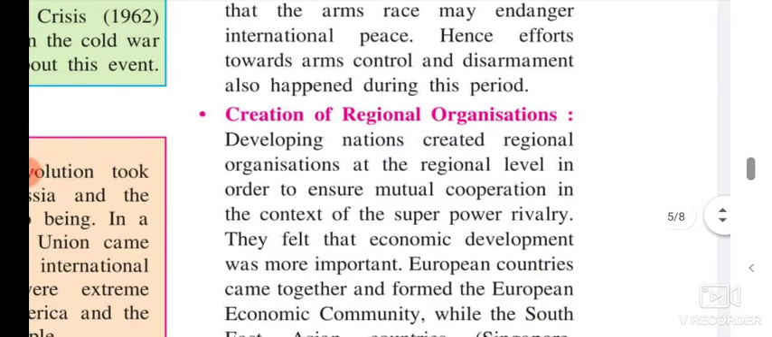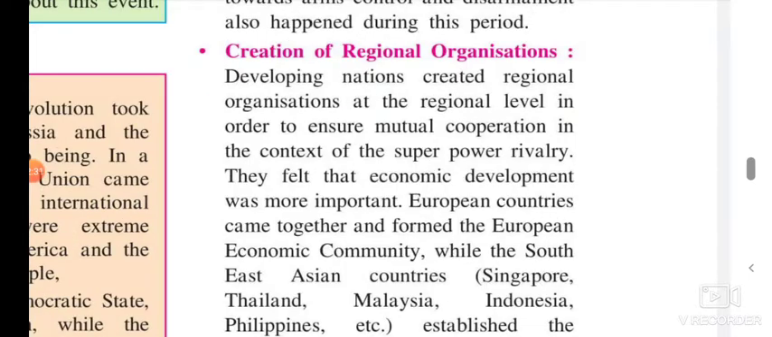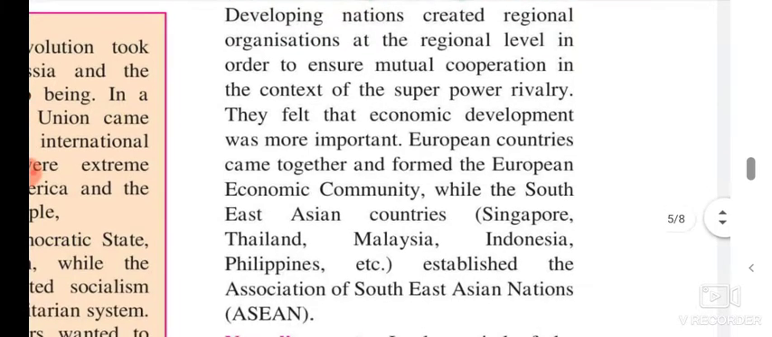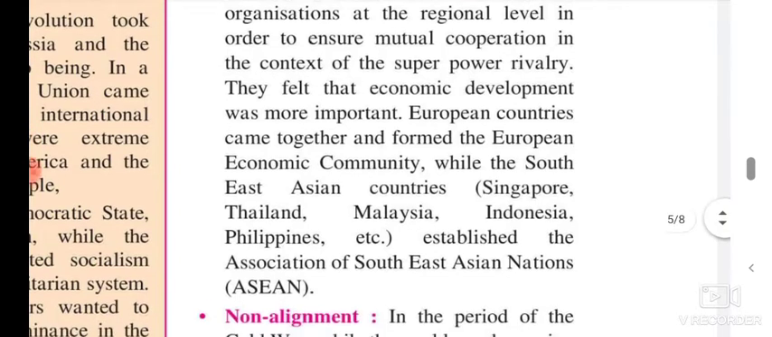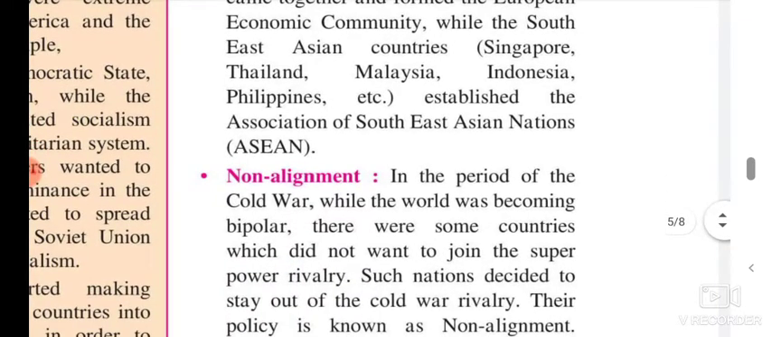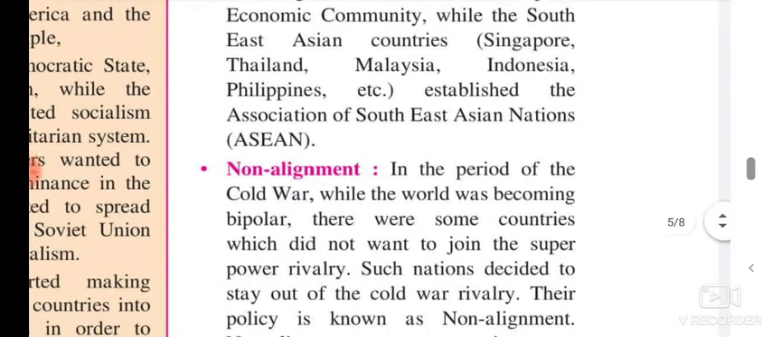Creation of regional organizations. Developing nations created regional organizations at a regional level in order to ensure mutual cooperation in the context of the superpower rivalry. They felt the economic development was more important. European countries came together and formed the European Economic Community, while the Southeast Asian countries, Singapore, Thailand, Malaysia, Indonesia, Philippines, etc., established the Association of Southeast Asian Nations (ASEAN).